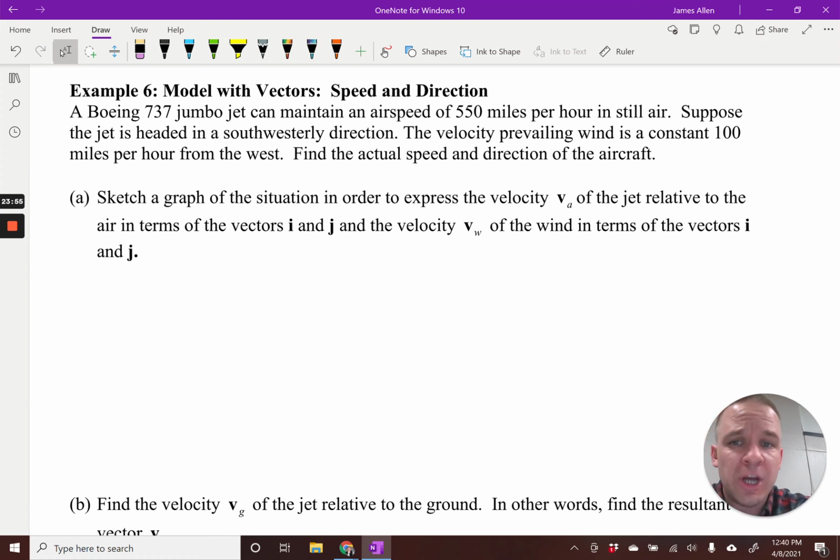All righty, so we got ourselves a nice little example here. A Boeing 737 jumbo jet can maintain an airspeed of 550 miles per hour in still air, meaning no air, in a vacuum of space. We wouldn't want that, actually. Suppose the jet is headed in a southwesterly direction, meaning southwest, so that's that 45-degree, right? The velocity of the prevailing wind is a constant 100 miles per hour from the west, so it's blowing from the west to the east. Find the actual speed and direction of the aircraft.